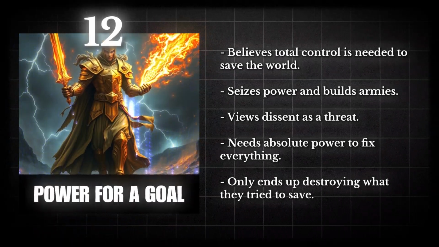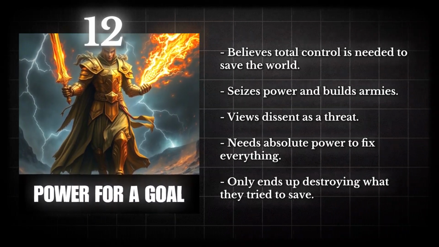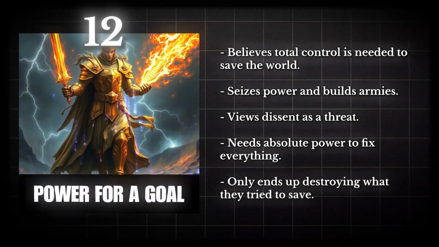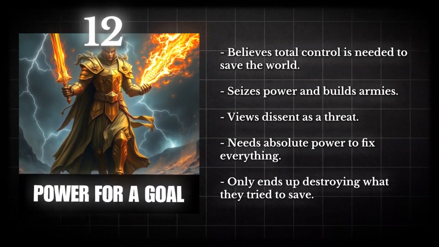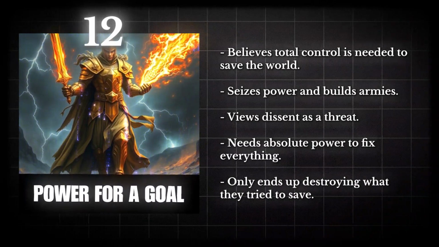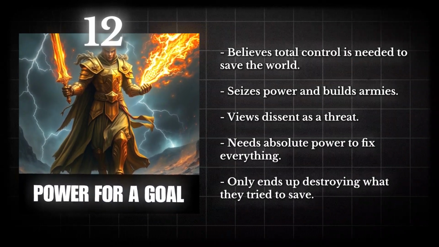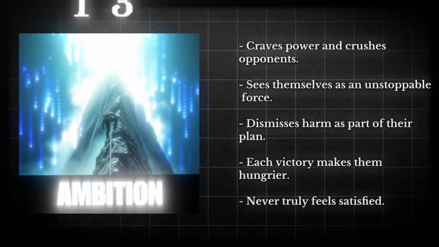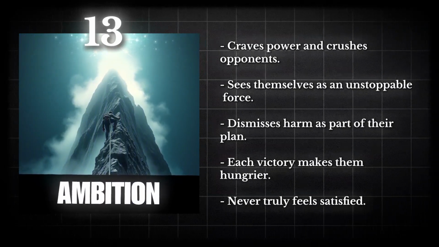power to achieve a goal. Convinced the world can't be saved without total control, the villain takes control and builds armies to make their vision come true. Anyone who disagrees with them is a threat. They believe they need absolute power to fix everything, but in the end, they only destroy what they were trying to save. 13. Ambition. The villain craves power and crushes anyone who stands in their way.